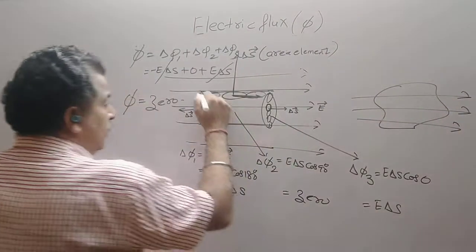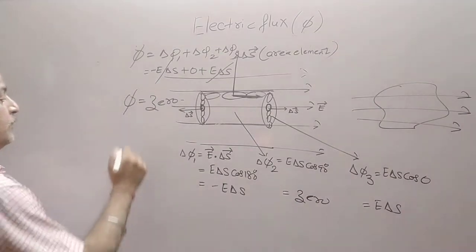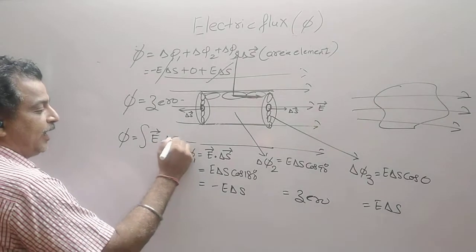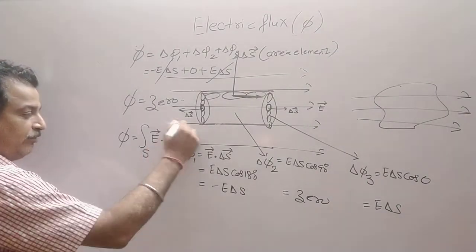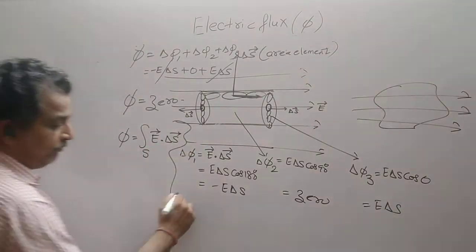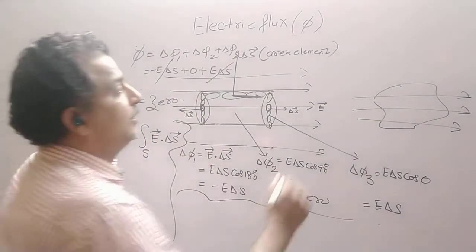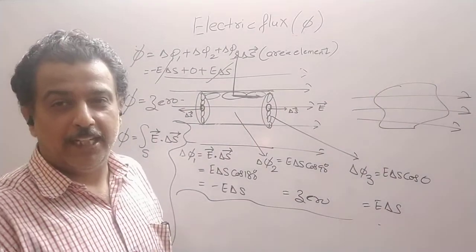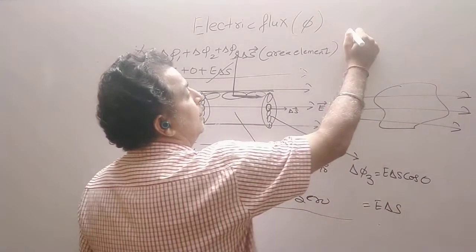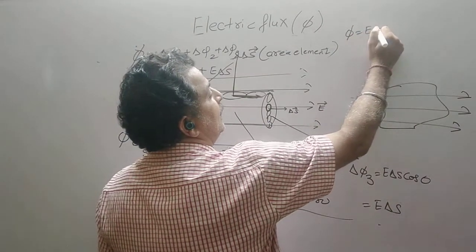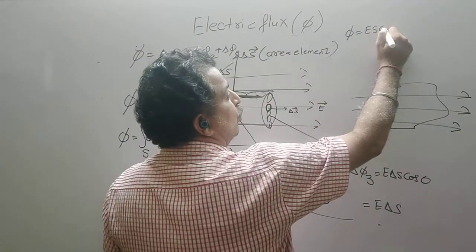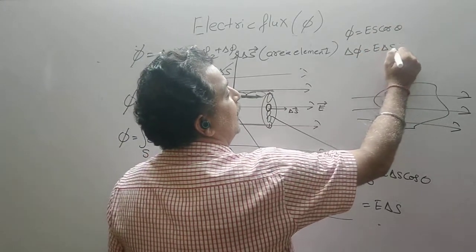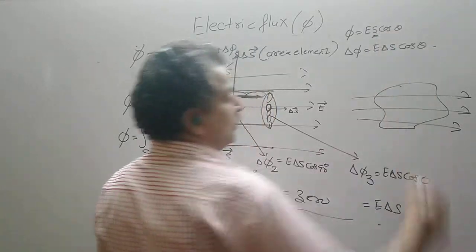Now if there are infinite area elements, the total flux is denoted by the integral of E dot delta S, and this is a surface integration. So there are different ways. If I am considering a plane surface or a planar sheet or 2-dimensional figure like a rectangle or a square, then the flux can be written as E S cos of theta. This is the total flux. Or delta phi can be written as E delta S cos theta, where S is the surface area.